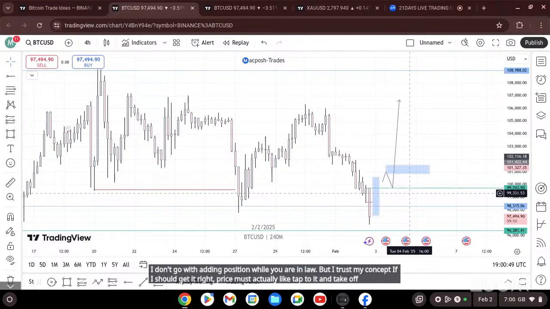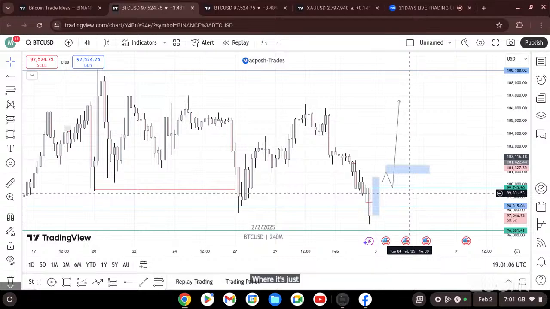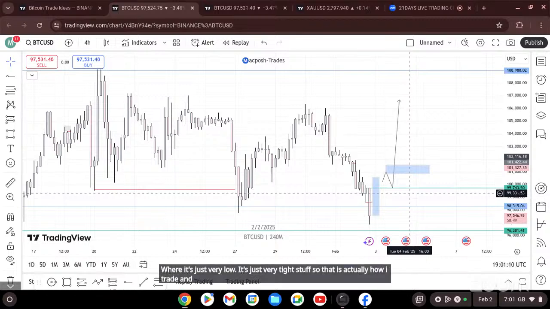If you guys saw the BTC trades that I took today, three of them, I just deleted them while I was about to share this screen. I don't know if any of you saw the trades. Their stops were very low, very tight stops. So that is how I trade, and how beautiful this concept is.